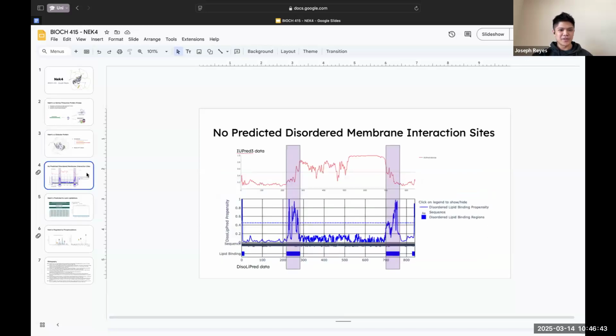So I ran the sequence through IUPred3 and DISOclipPred, and there were two areas of interest where there could have been disordered membrane interaction sites, but in the end, it didn't line up very well. So I'm going to conclude that there may not be any disordered membrane interaction sites.